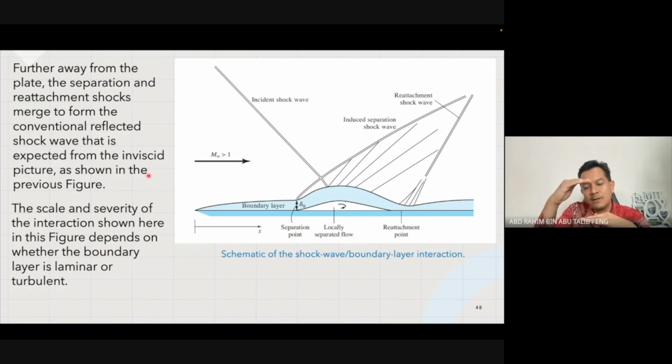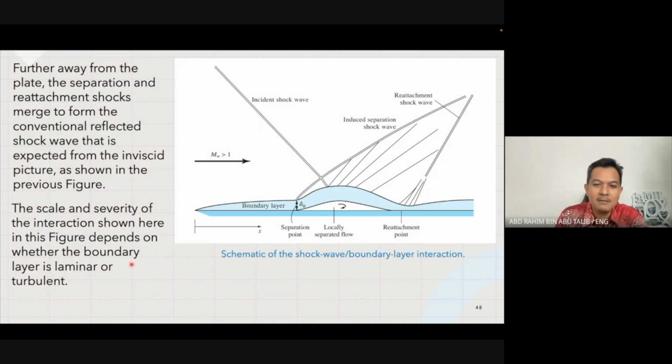Okay, the figure that we have, top and bottom layer. So the scale and severity of the interaction shown here in this figure depends on whether the boundary layer is laminar or the boundary layer is turbulent.